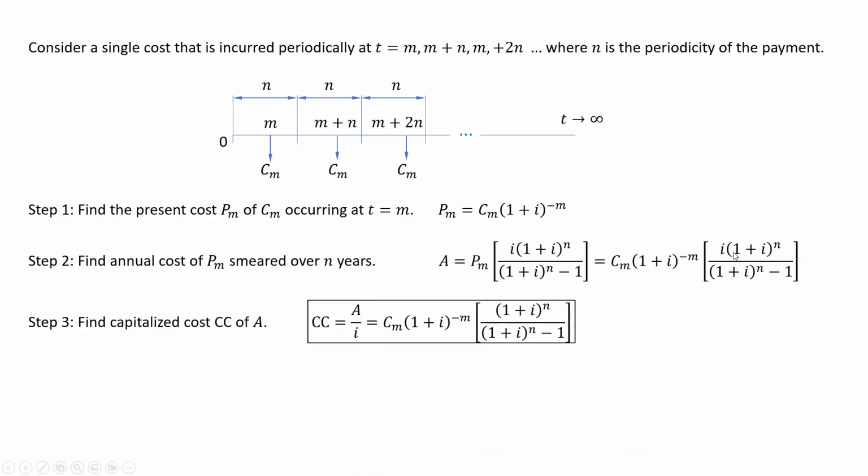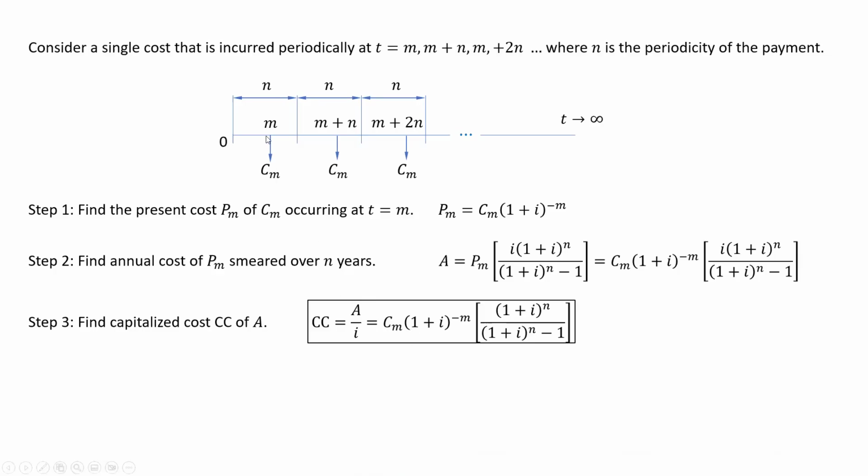There's a times I here, but there's no times I because it got divided. Okay? All right. So this is the formula. Do you need to memorize this? I don't think so. Okay.